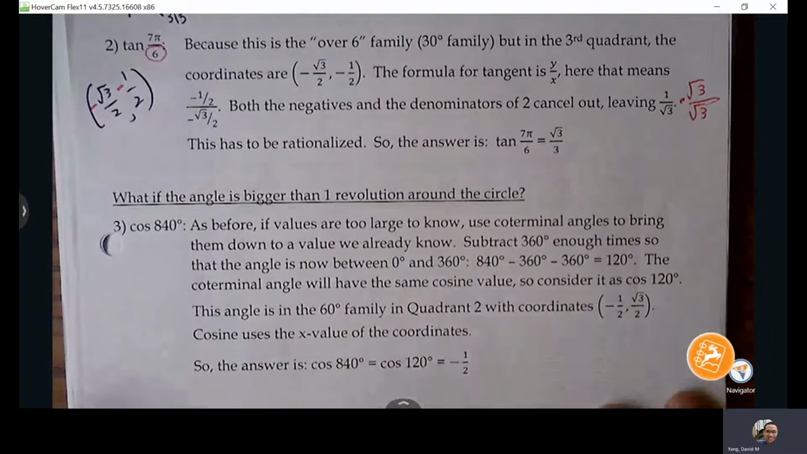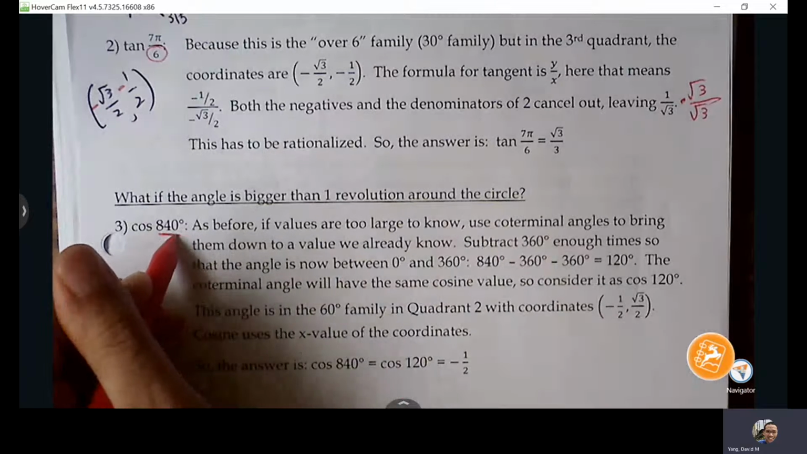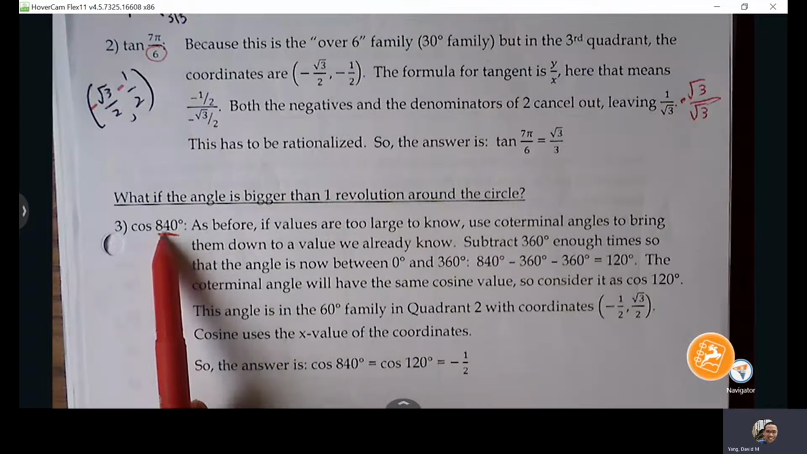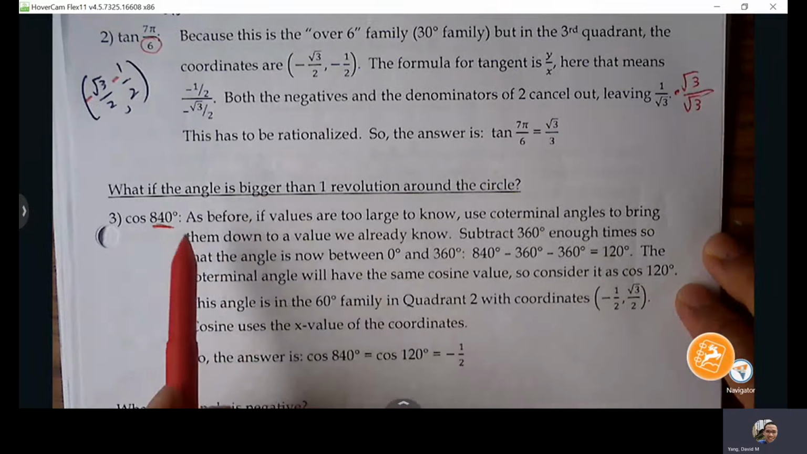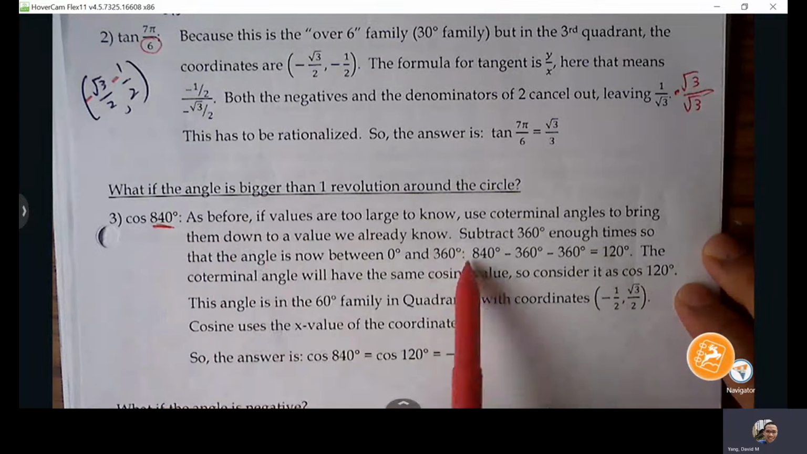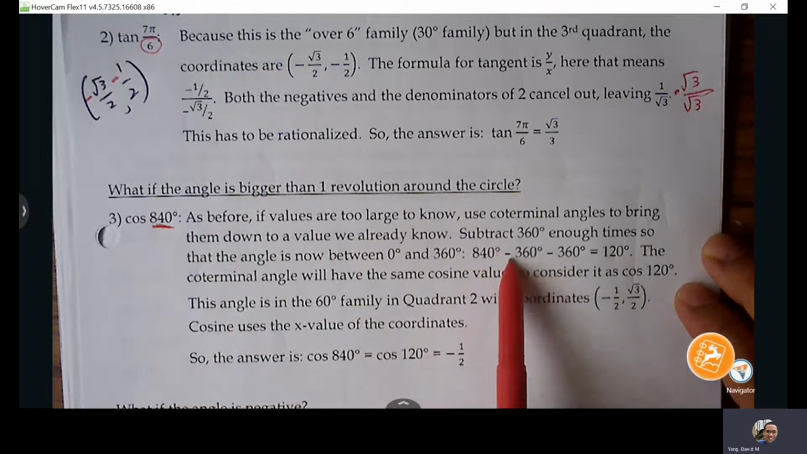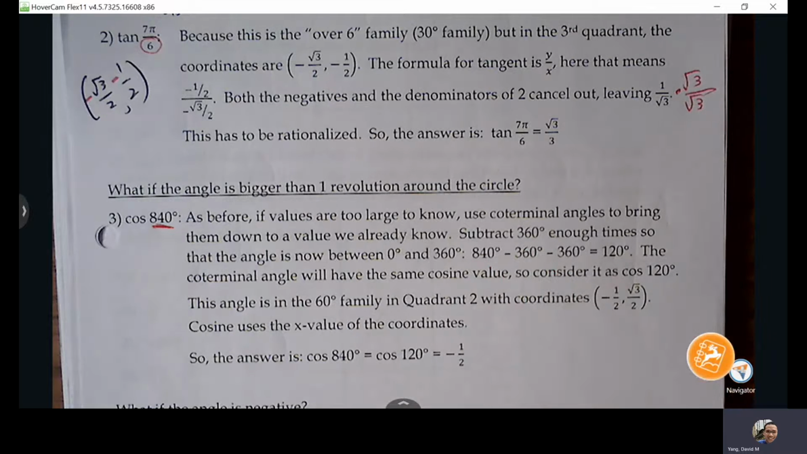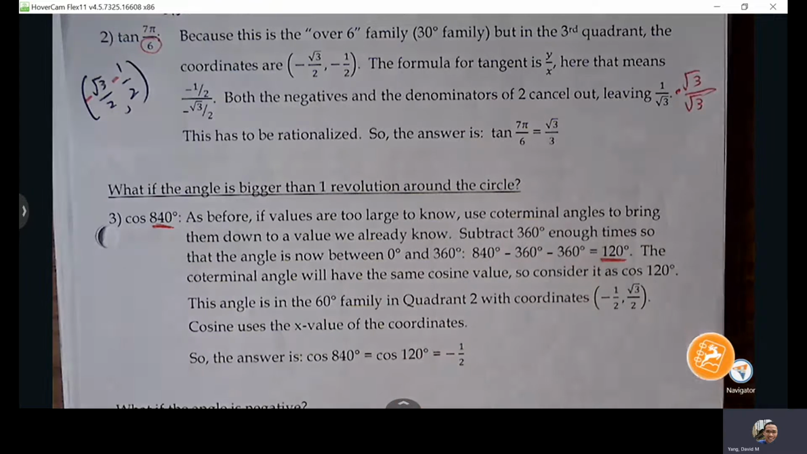All right, if the angle is bigger than 1 revolution around the circle, what we can do is work it down to a coterminal angle between 0 and 360, and then we'll have a much better idea as to how to interpret. So take that 840, subtract 360, still outside of our range. So I'll take another subtraction of 360, and I get 120. Once I'm down to 120, I have a much better perspective.